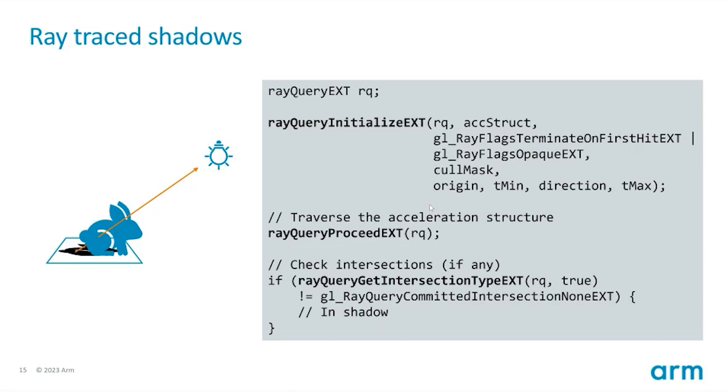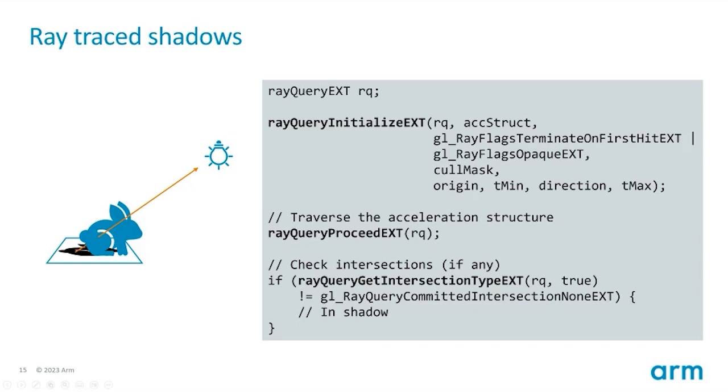For shadows, we can give some hints to the traversal and tell it to return as soon as we can confidently say that we're going to hit something. To do that, we have the flag terminate on first hit. With this flag, what we're telling the implementation is that if throughout the traversal we can be confident that we're going to hit something, there is no need for us to know exactly what we hit. We can just return, and we'll use that to determine that we're in shadow. And as you can see, we're also filtering any transparent objects by using the ray flags opaque.